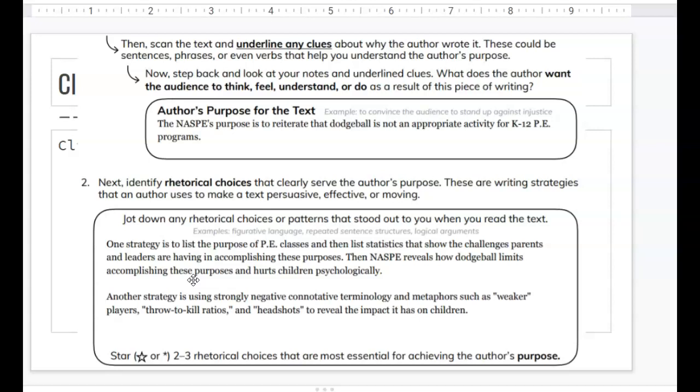Another strategy is that they're using some strongly negative connotative diction. They're using metaphors such as weaker players, throw-to-kill ratios, and headshots to reveal that the game has a negative connotation because of the terminology used with the game. So you want to identify at least 2 to 3 rhetorical choices that are made.